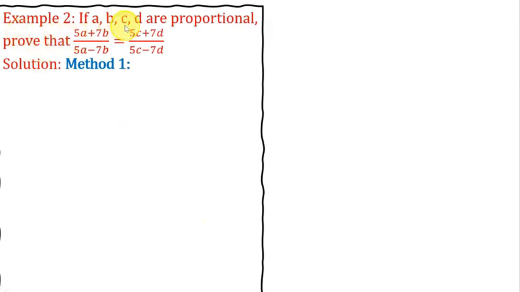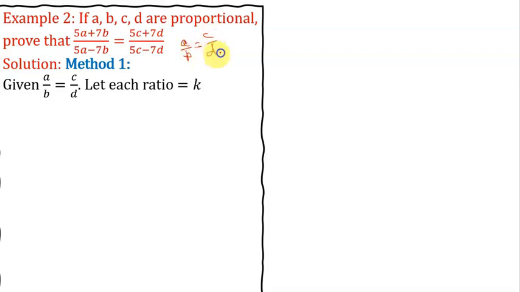If a, b, c, d are proportional, then prove that (5a plus 7b) upon (5a minus 7b) is equal to (5c plus 7d) upon (5c minus 7d). We will solve this example with the help of two methods. The first method is called the k method. Then a upon b is equal to c upon d, and that is equal to k. That is, the value of this ratio is k.